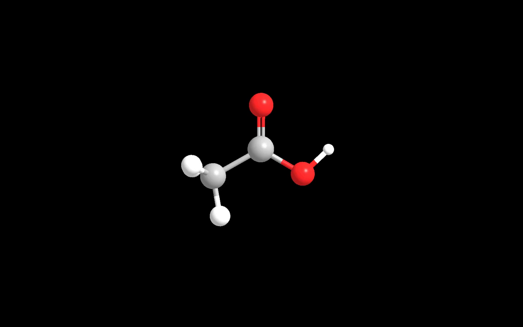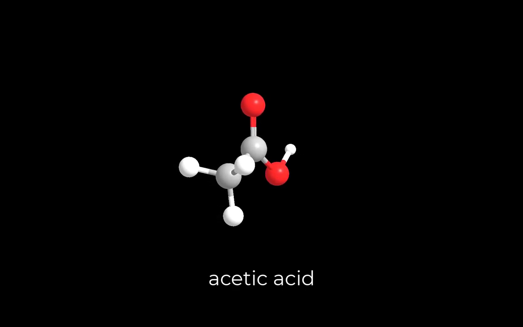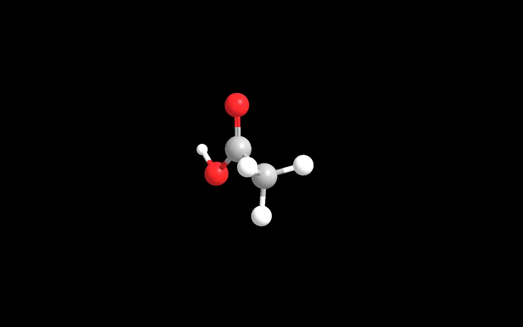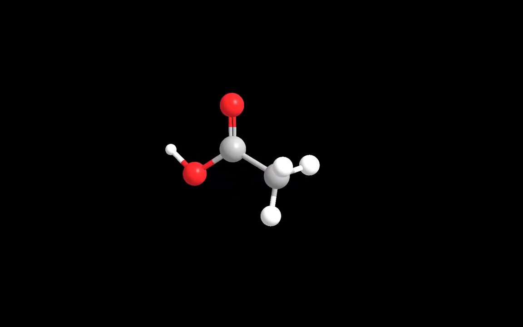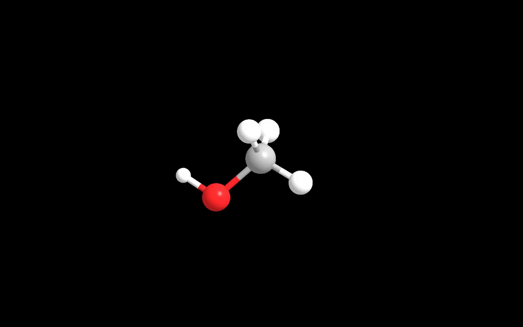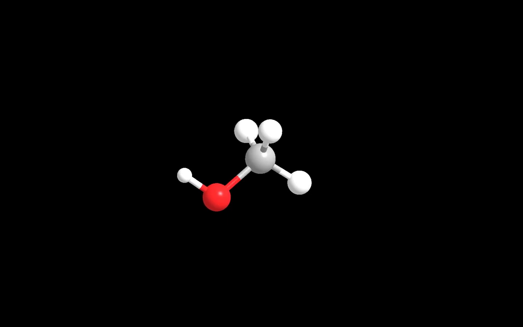Let's look at some models. Here's the model for acetic acid. You will notice that the carbonyl carbon is trigonal planar in shape with bond angles of approximately 120°. Here is the alcohol methanol, also known as methyl alcohol, that's its common name. The oxygen has a bent structure.